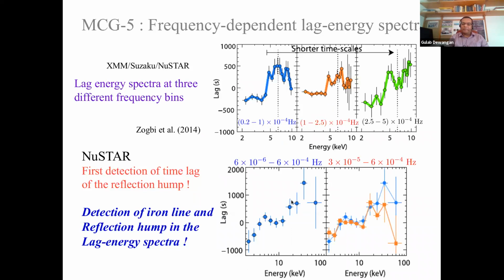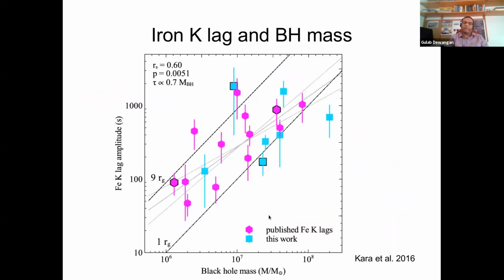Okay, so once people measure this iron K lag, this is a time scale, and this time scale obviously should depend on the black hole mass. So people measure this iron K lag and plot it as a function of black hole mass for a number of AGNs. Again, they see a scaling relation, which you expect, since a larger black hole mass should have longer time scales or larger size scales. This also has been established now.